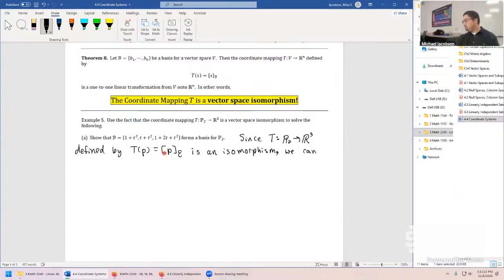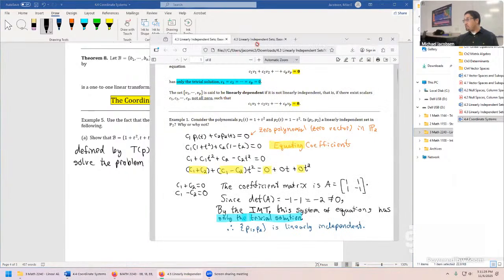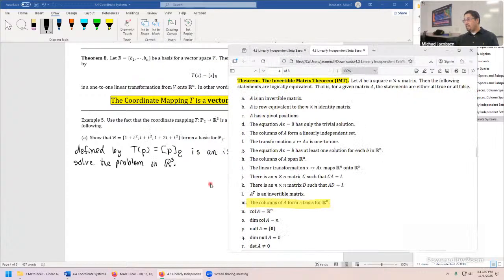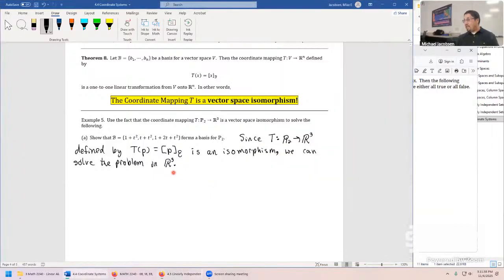we can solve the problem in R3. And we're pretty good at solving this problem in R3. That's where we get to use the invertible matrix theorem. We have a gigantic toolkit if we're in R3. We don't have much if we're in P2. That's why the work feels so much more painful. And just to define this, recall that E, we're writing it without the prime since there is only one standard basis we're writing down this time. E is the set 1, t, t squared.